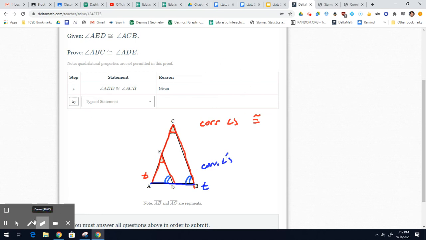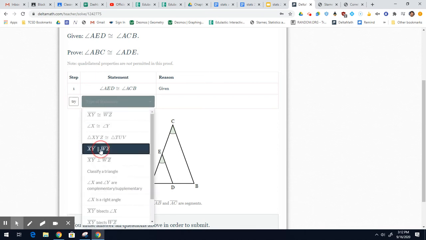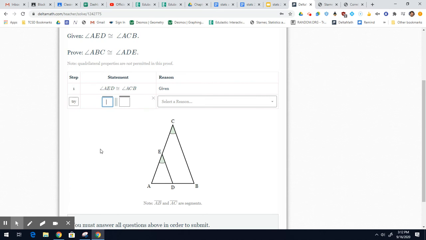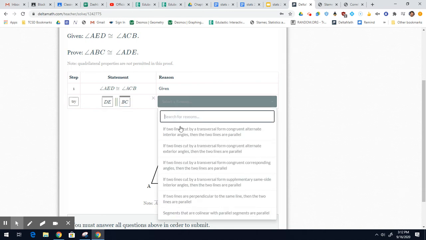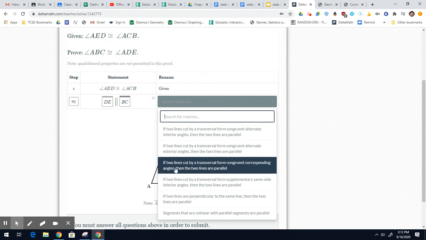Okay, so let's piece this all together. And again, if your mind is blown, I get it. I'm just trying to help. All right, so from these two angles being congruent, these two corresponding angles, I can prove that lines are parallel. And the two lines are going to be DE and BC. And it is because I have corresponding angles. So this is alternate interior, this is alternate exterior. So if two lines cut by transversal form congruent corresponding angles, then two lines are parallel.